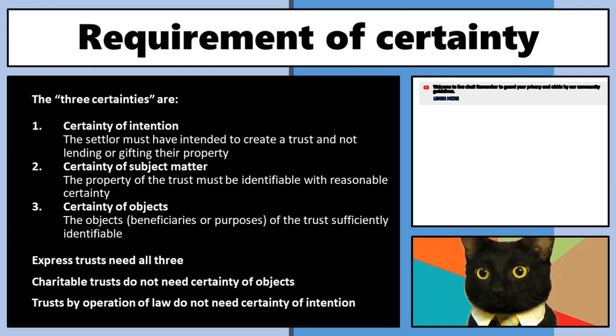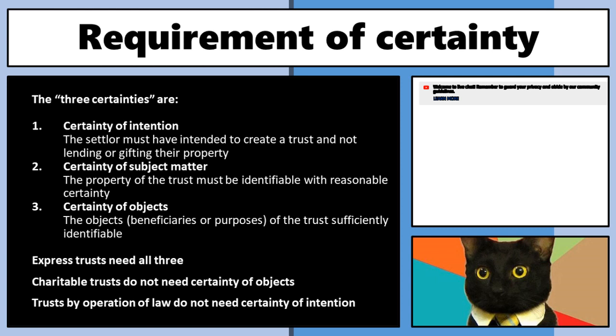So just make note that I've noticed that this varies between the texts. Some of them say that charitable trusts don't need certainty of objects. They still have to have some form of defined purpose or some existence under the statute where they meet that particular statutory requirement of having some charitable purpose.